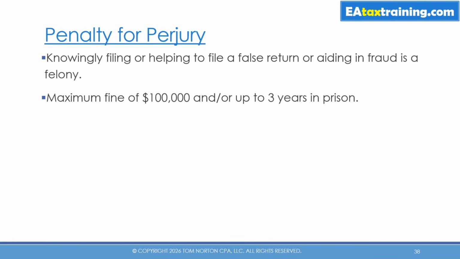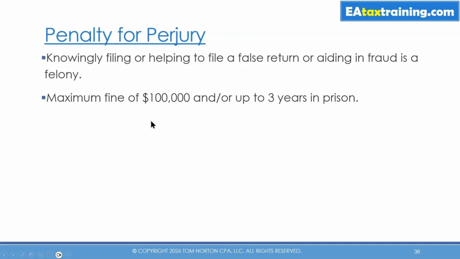And another penalty we want to talk about is a very important one. It is the penalty for perjury. So knowingly filing or helping to file a false return or aiding in fraud is a felony. And the maximum fine for that is $100,000, and or you can do up to 3 years in prison.